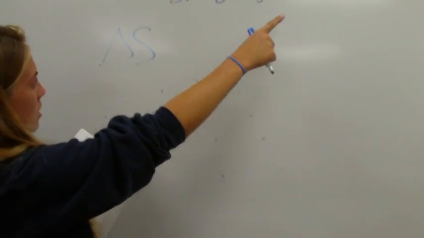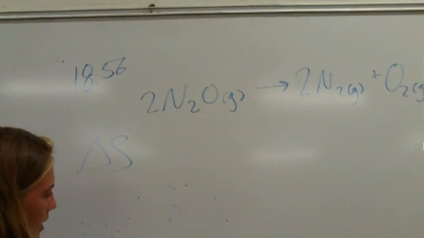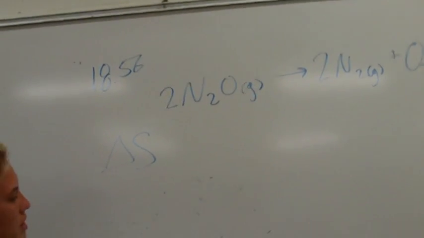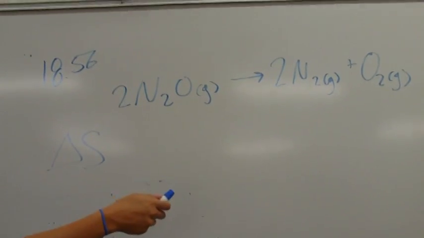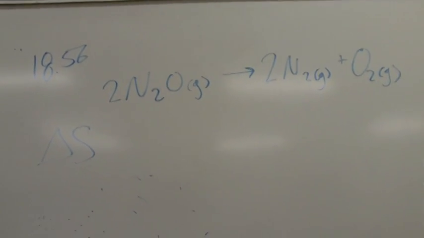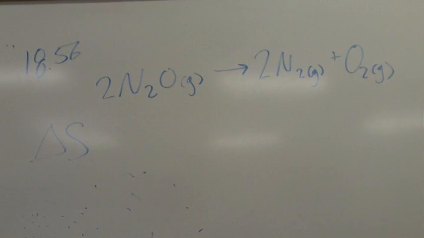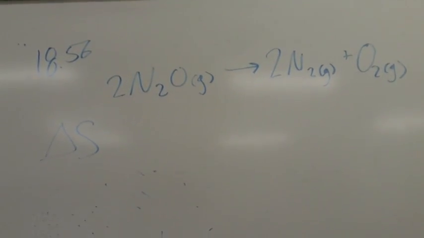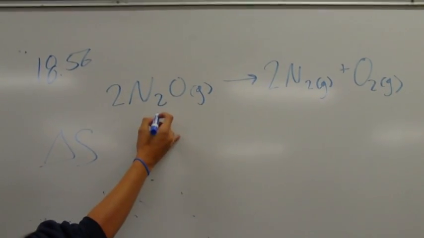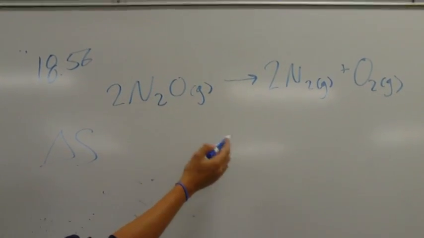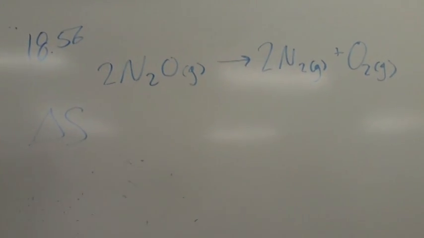Here we have gases and here we have gases, so we're not getting less spontaneous or more spontaneous. That one doesn't really indicate anything, except that we do have more moles of gas on that side than on this side, so that does indicate positive. Then number 3 is the complexity of the molecules. So N2O is a more complex molecule than N2 or O2.